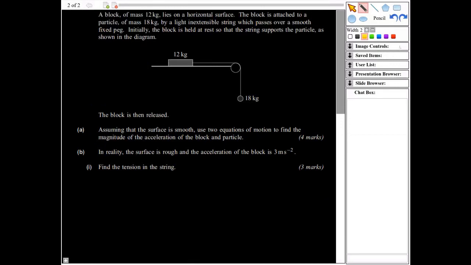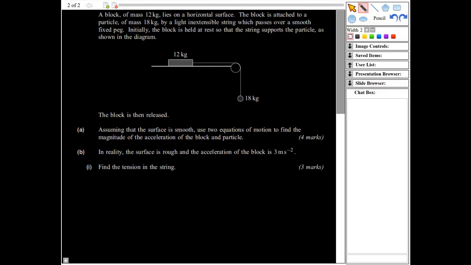All right, so I'm going to do another question as well. This one says a block of mass 12 kilograms lies on a horizontal surface. The block is attached to a particle of mass 18 kilograms by a light inextensible string which passes over a smooth fixed peg. Initially, the block is held at rest, so the string supports the particle as shown in the diagram. Okay, so this situation is very similar to the one where the two masses were hanging over the peg. Just this time, there's a block that's on a horizontal surface.